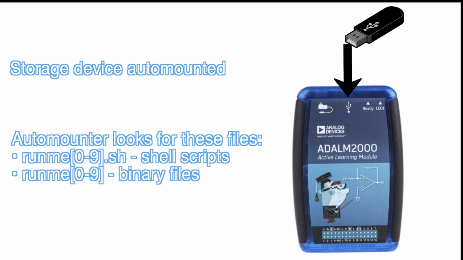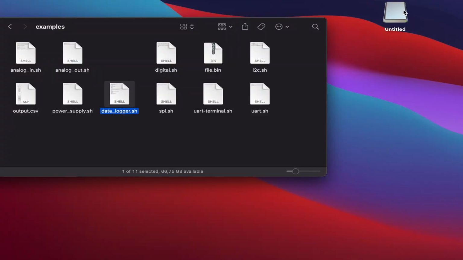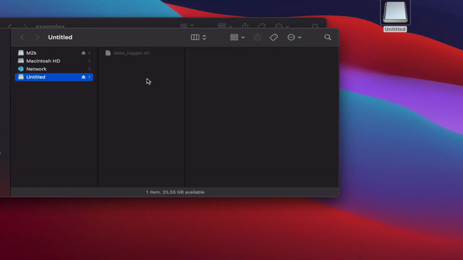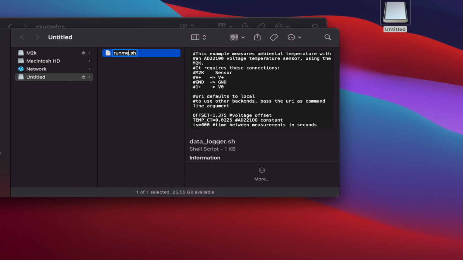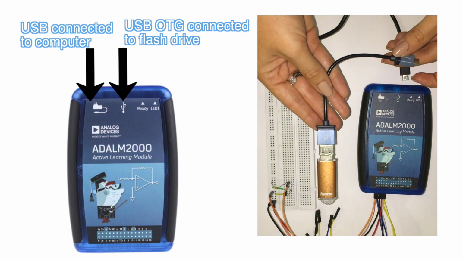The auto-mounter will then look for special file names, runme0-9.sh, which it will run as a shell script, and runme0-9, which it will run as a binary file. So copy the data logger example to your USB thumb drive and rename it to runme.sh. Unplug the USB from the computer, but keep the hardware connections.